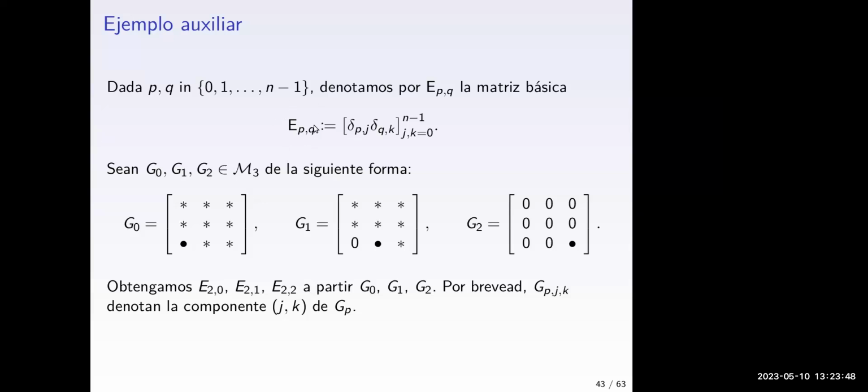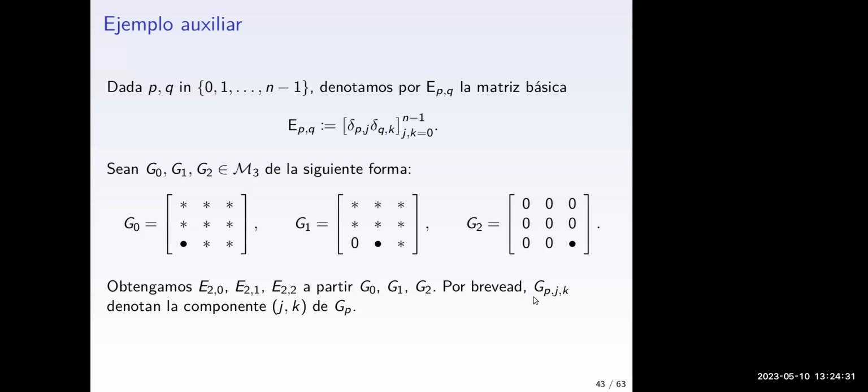We give this definition of the basic matrices of the space of square matrices, and let G0, G1, and G2 be elements of the following form. These are arbitrary elements, but we are interested that in the last row of each matrix we have this element different from 0, and we want to get E0, E1, E2, but we want to give them in terms of G.